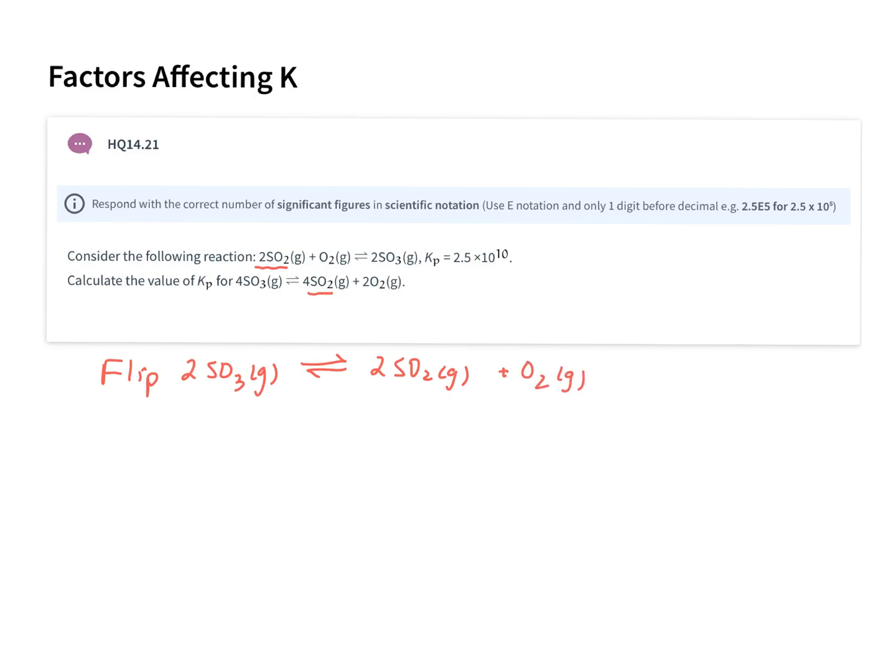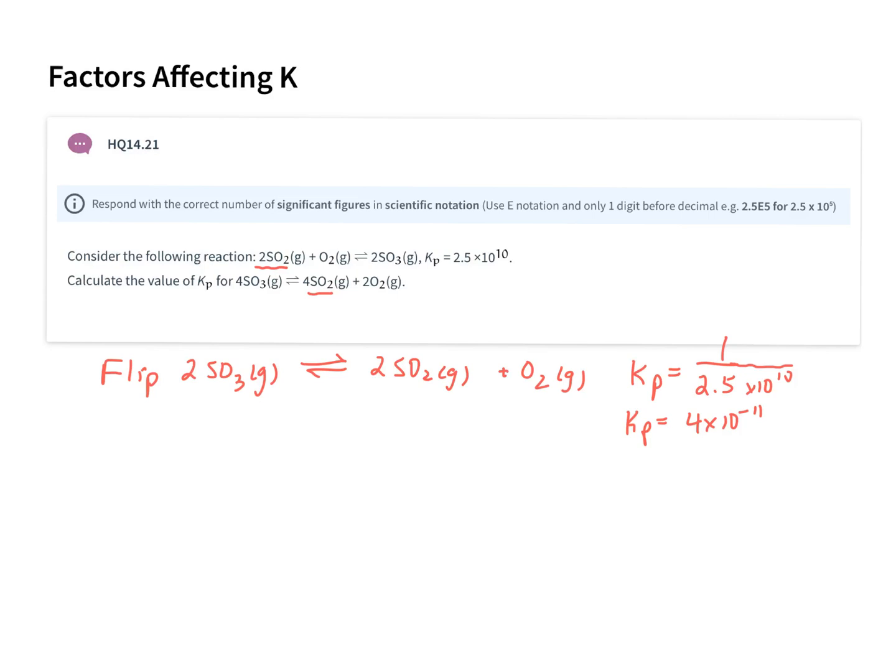And if I flip the reaction, that's the same as taking the inverse of the value of K. So the new K would equal the inverse of the K value from the previous reaction. So 1 over 2.5 times 10 to the 10th. So I can calculate that. So the Kp for the reaction now is approximately 4 times 10 to the minus 11.